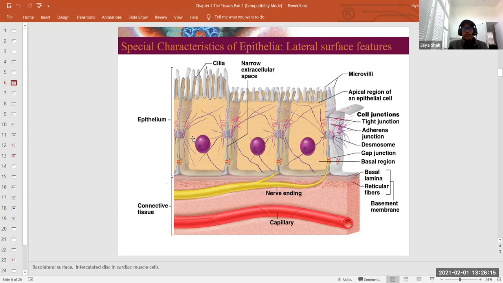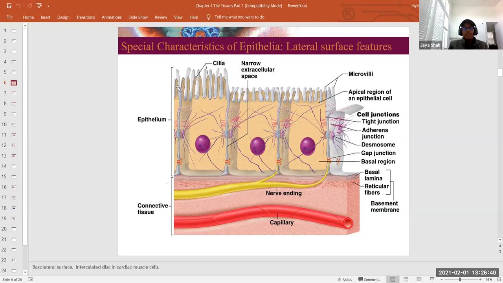You can see that in the epithelium there is no blood vessel, but in the connective tissue you have blood vessels here. The nerve is reaching up to the epithelium. This is the apical surface of the epithelium, and this is the basal surface. Here is one cell complete, two, three, and this is a partial cell, and here is another partial cell.